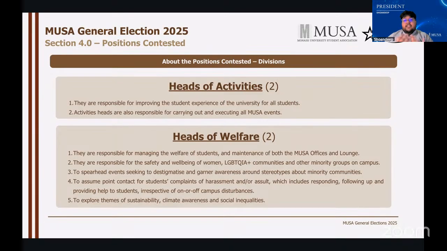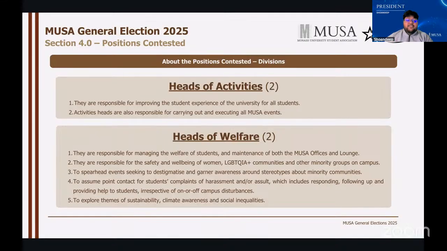Last but not least, they are there to make sure the themes of sustainability, climate awareness, and social inequalities are maintained within MUSA and are always being progressed within the association as well. So their job, which is quite a lot, is to make sure you are well taken care of. If you have any issues, you feel unsafe, they are there for you.